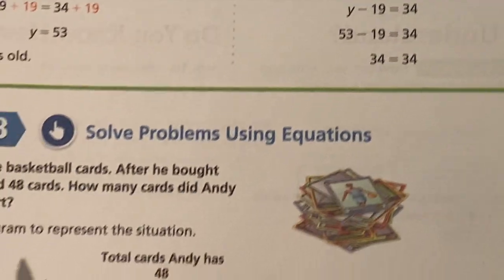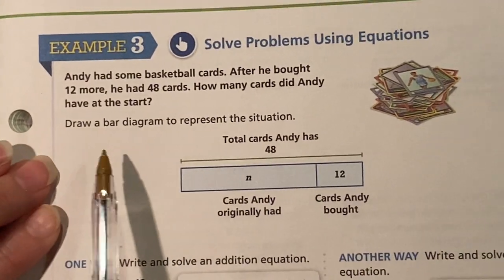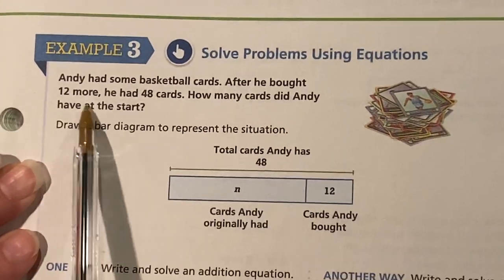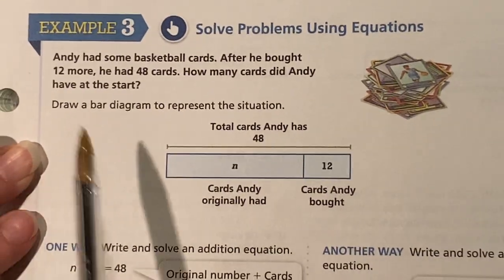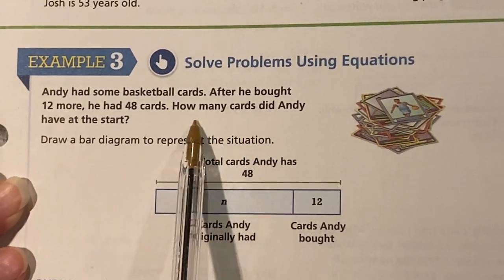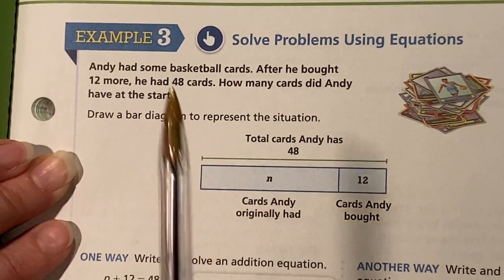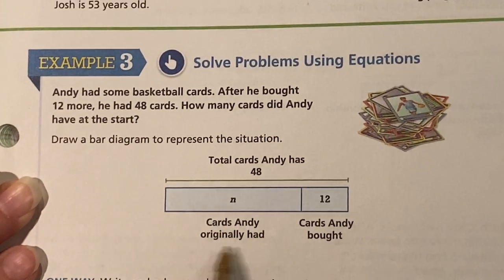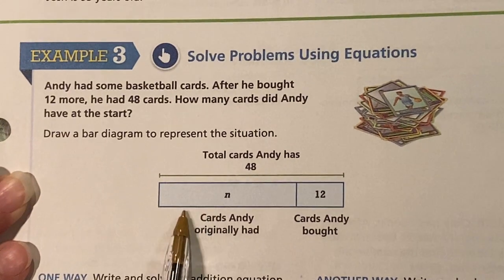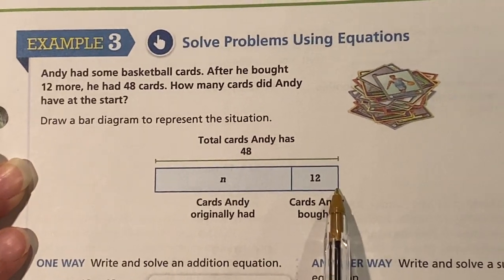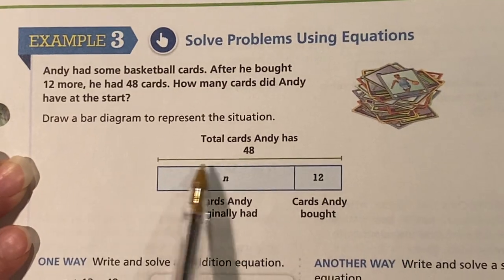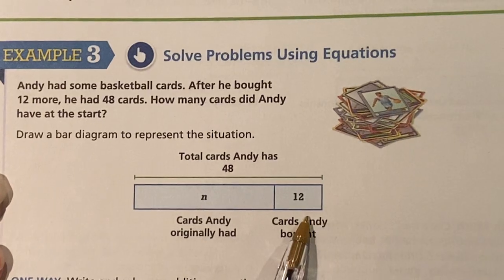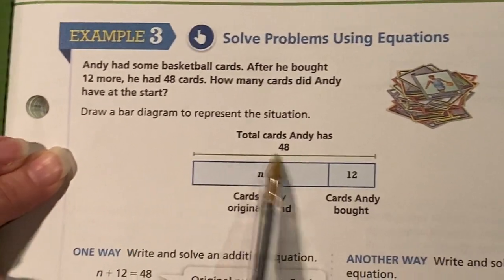Now, example 3. Solve problems using equations. Good. Andy had some basketball cards. After he bought 12 more, he had 48 cards. Are you noticing the pattern with these problems? How many cards did Andy have at the start? Draw a bar diagram to represent the situation. So here's the amount he originally had. That's the missing value. Here's how many he bought, 12. And this is how many he's got now. The original amount plus what he added equals how many he has now.